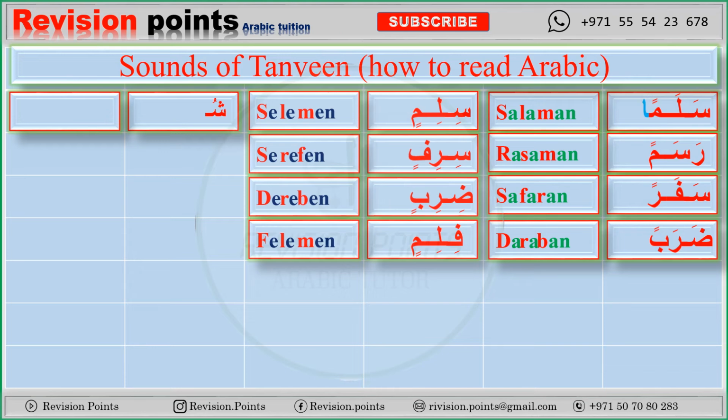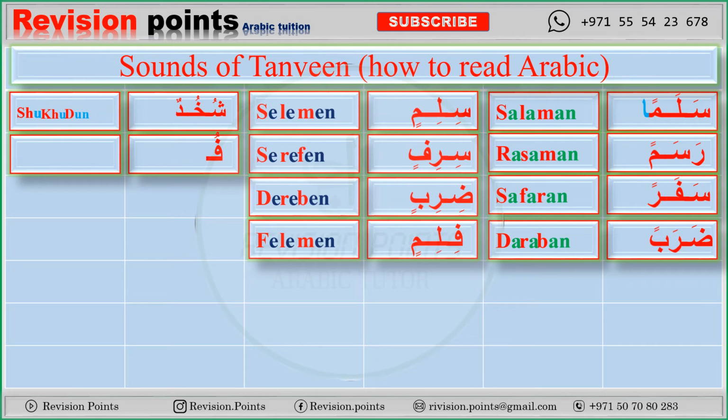Sheen with Dhamma is SHU. Kha with Dhamma is KHU. Dal with double Dhamma is DUN. Shuhudun.